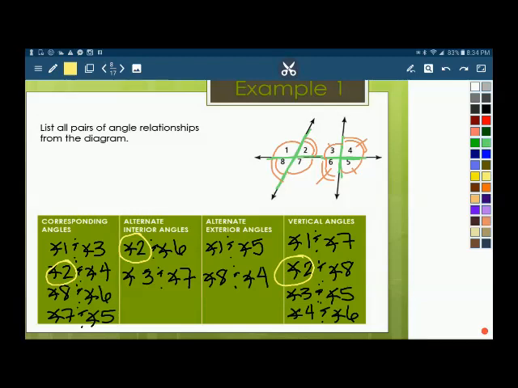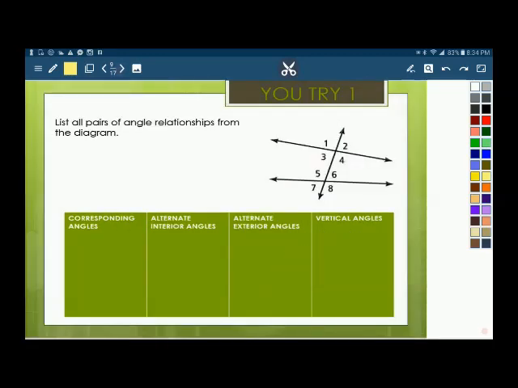Okay, and we're going to use that idea of connecting different angles together to find unknowns. So why don't you guys give this a try in your U-Try? I just want you to list out all the different corresponding, alternate interior, alternate exterior, and vertical angles you see in this diagram.